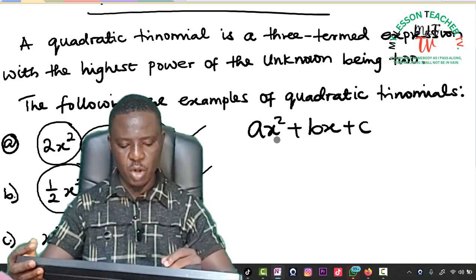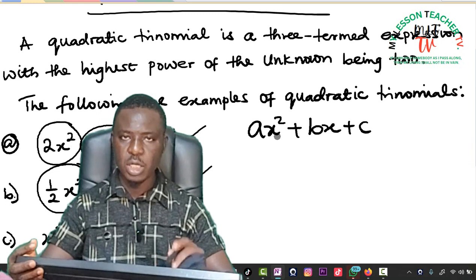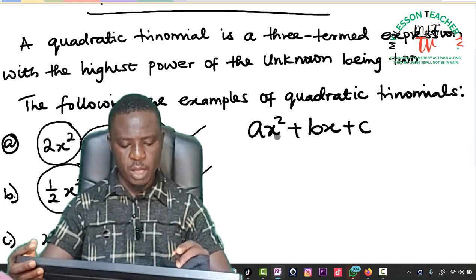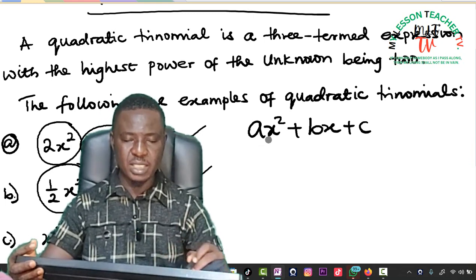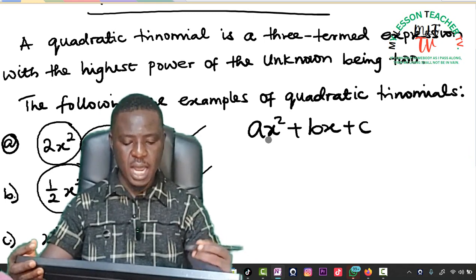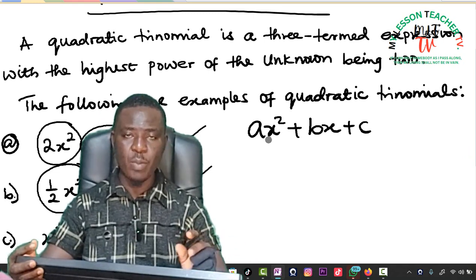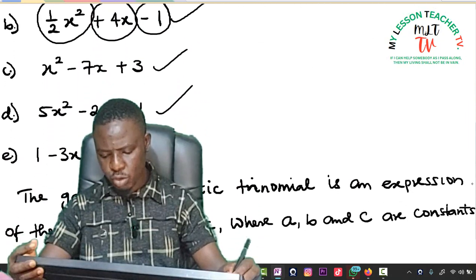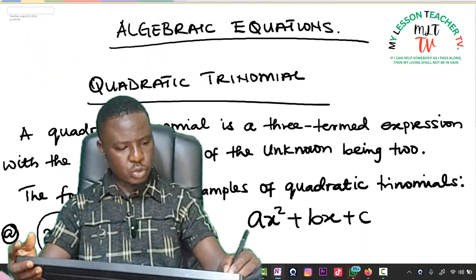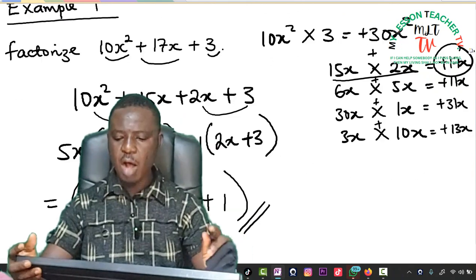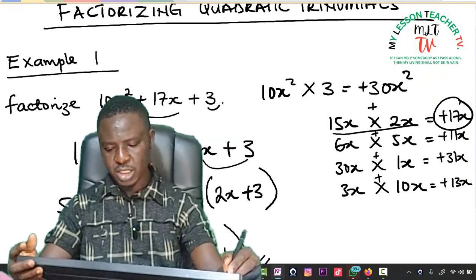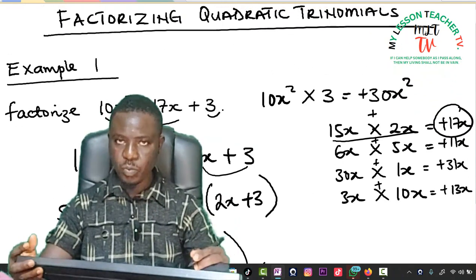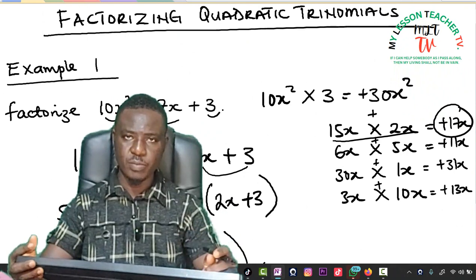It is quadratic because the highest power of the unknown is 2, and a, b, and c are said to be constants, and it is trinomial because it is made up of 3 terms. So we did solve so many examples on that, and we looked at how to factorize quadratic trinomial using factorization method.